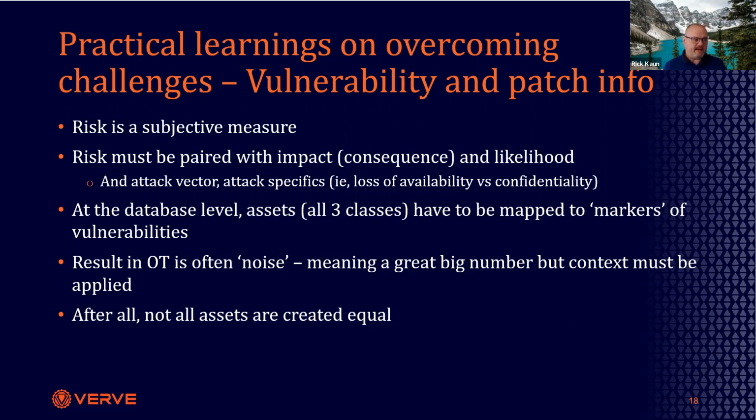That's why we want to bring you attack vector and attack specifics. Is it an availability target or confidentiality? Is it a complex attack? Is it a simple attack, etc.? And to be truly comprehensive, you need to map all 3 classes of assets to those vulnerabilities: embedded devices, networking devices, and OS-based. Now, sometimes the result in OT is noise, meaning I get a huge number of vulnerabilities, which is not at all uncommon.